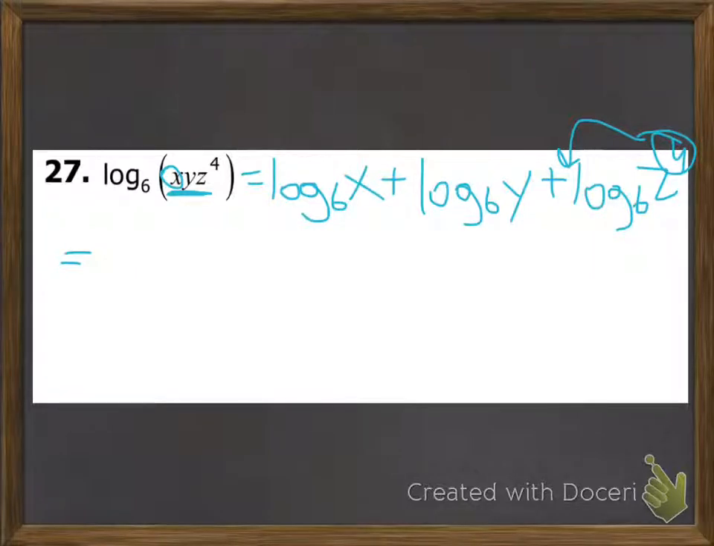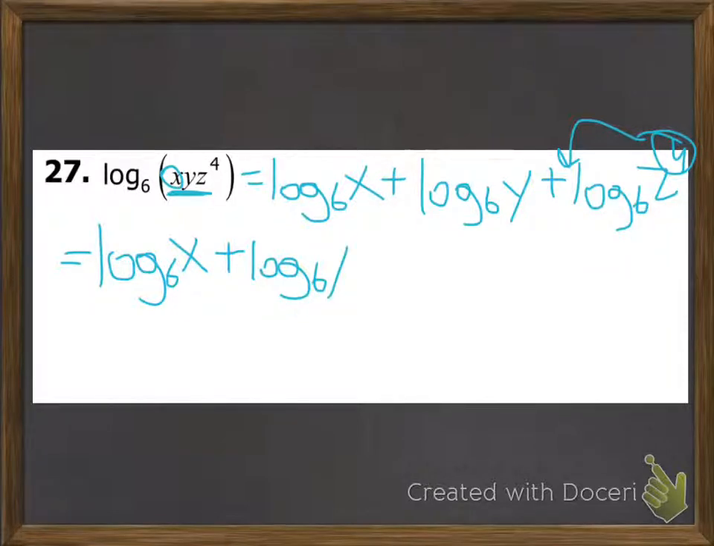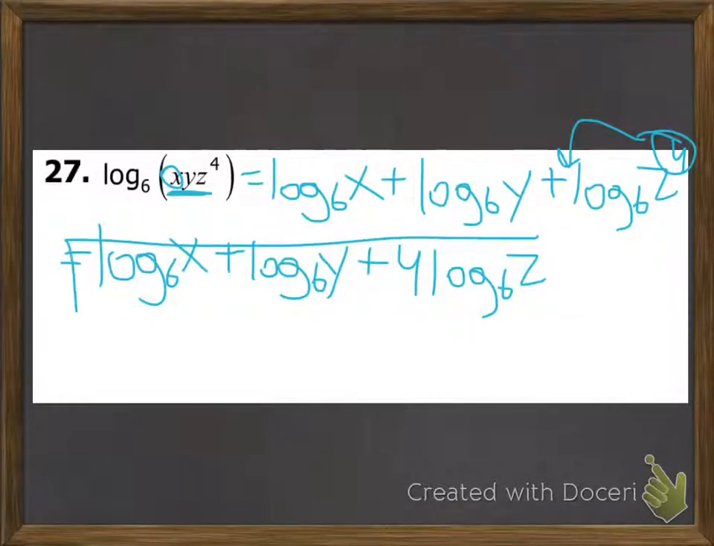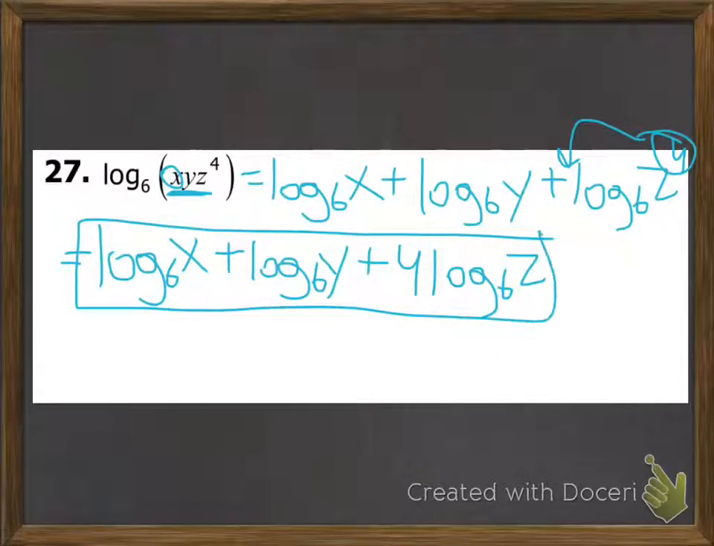So on the next line, we're going to get log base 6 of x, this one has not changed, plus log base 6 of y, that one has also not changed, plus 4 log base 6 of z. I moved the exponent in front of the log. And then this is the final answer. I can do a better box than that. There we go. Now you can actually read it.